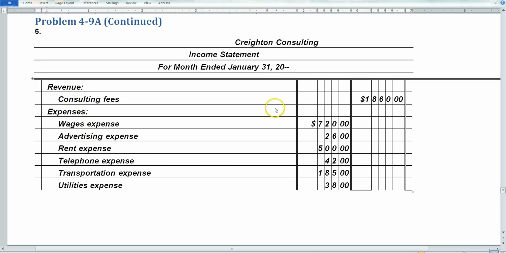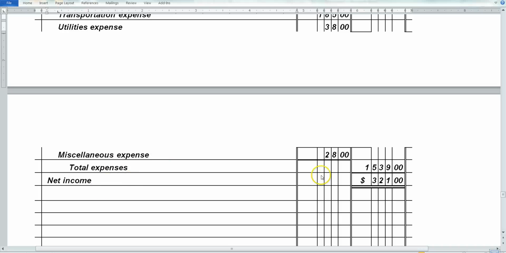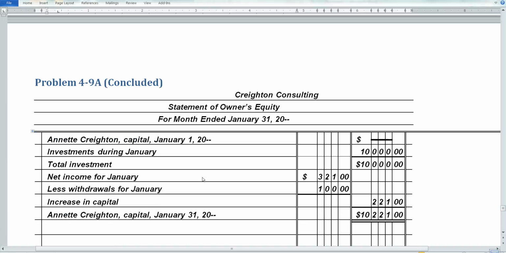And here we are, we're making it just a little neater, listing what is revenue and what is expenses. If our revenues exceed our expenses, we have a net income of $321. If our expenses exceeded our income, we would have a net loss. You never want to have a net loss, obviously.